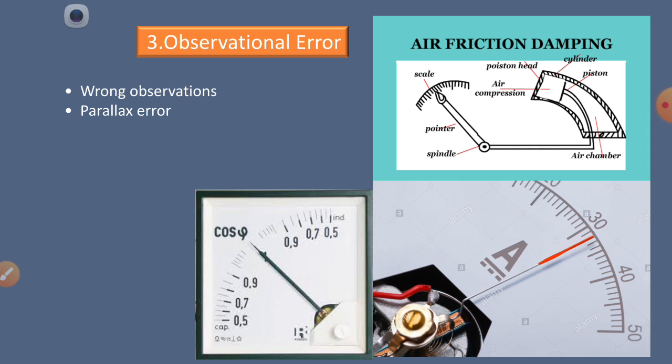And sometimes, for example in a power factor meter, it shows readings on either side: 0.9, 0.7, 0.5. You have to note whether the reading is leading or lagging. Otherwise, if it is showing 0.7 lead but you take 0.7 lag, the total system may collapse.